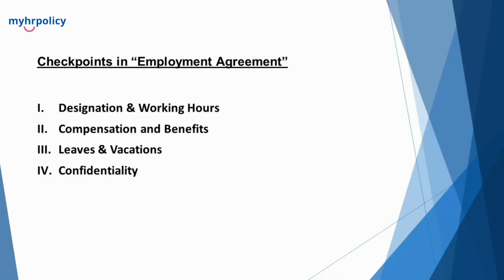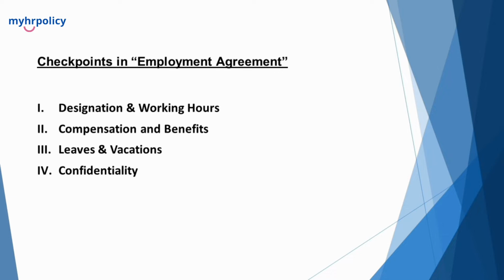A copy of the employment agreement is executed in two parts. One is for the employer and another is for the employee. Let's have a quick review of what important elements to check in detail before signing your employment agreement. Checkpoints in employment agreement. First is designation and working hours.